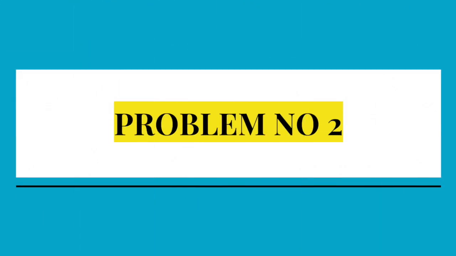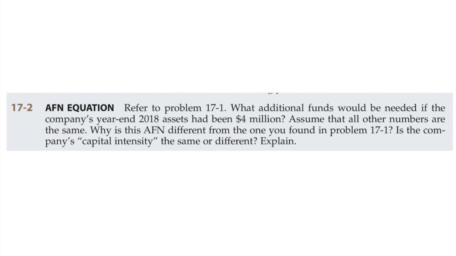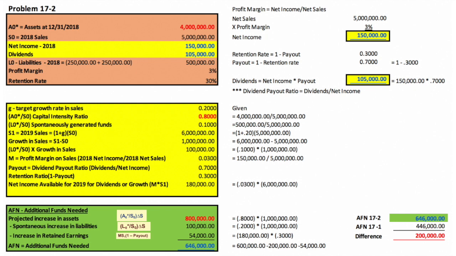Let's now proceed to problem number 2. We refer to 17-1, however, the assets is now increased to $4 million from $3 million, while the rest of the information remains the same. We can easily compute the requirement for problem number 2 by substituting $3 million with $4 million, and the Excel template will easily compute the required AFN.